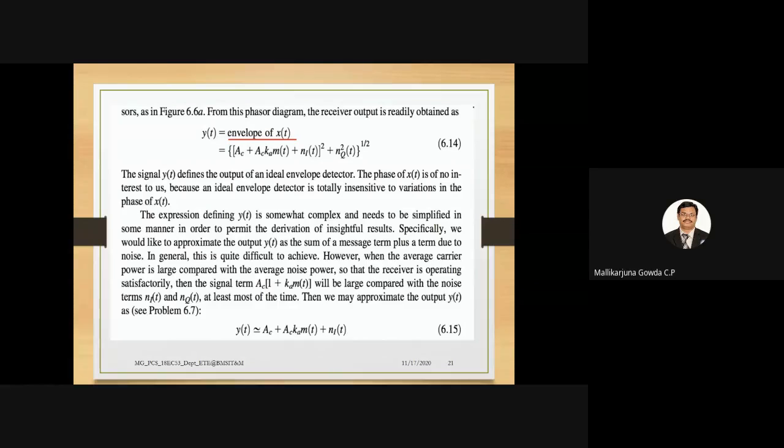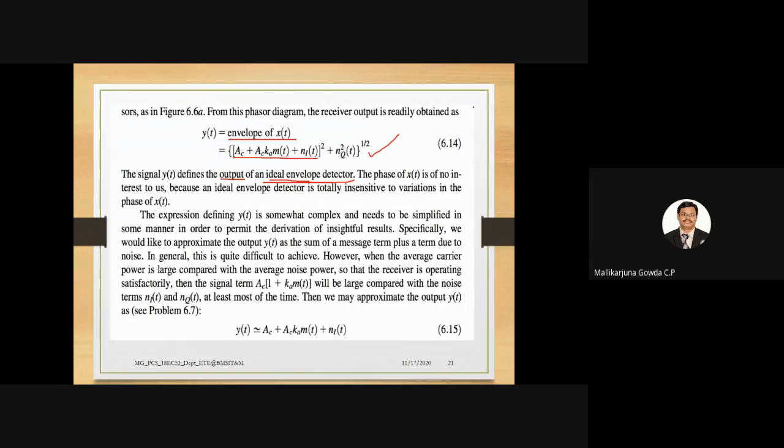So this component, [Ac + Ac ka m(t) + n_I(t)] squared, plus n_Q squared of t, the square root of that will be the envelope of x of t. That is the resultant component of y of t. What he says is that this signal y of t is the output of the ideal analog detector.